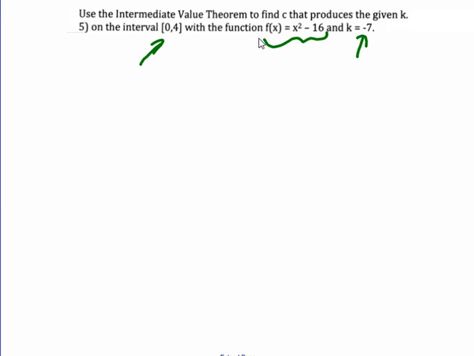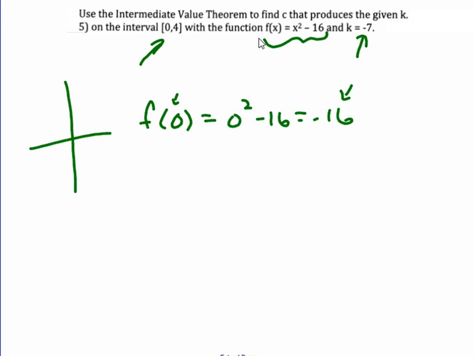And the way we check that is we say, okay, I evaluate my function at the lower limit, so the lower x, the smaller x. f of 0 is 0 squared minus 16, which is -16. So that's our y value and our x. So we have the point (0, -16). We have some point up here.